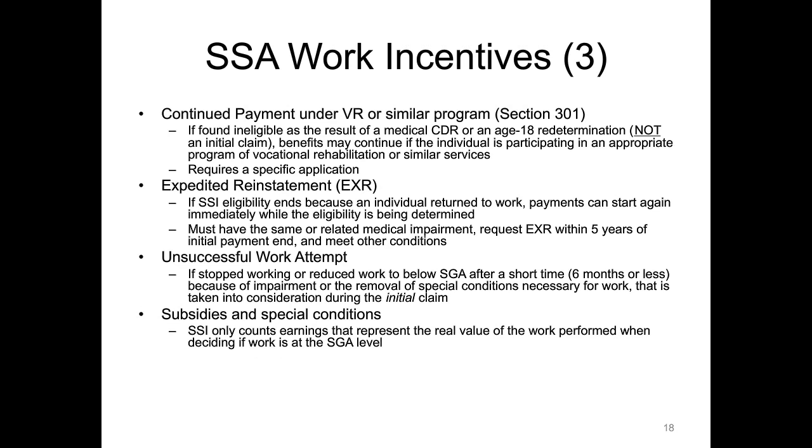Even more work incentives, what's called Section 301, or continued payment under VR or similar program provision. If an individual is found ineligible as a result of a medical CDR or an age 18 redetermination, the individual can continue to receive benefits if they're participating in an appropriate program of vocational rehabilitation or similar services. This is to allow them to finish that program so that they will eventually potentially not need SSI. In addition to VR, other programs that count towards Section 301 would be PASS plans and individualized education programs and a few others.